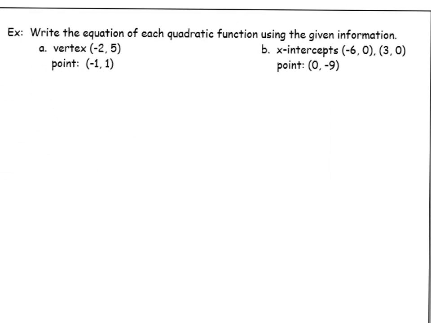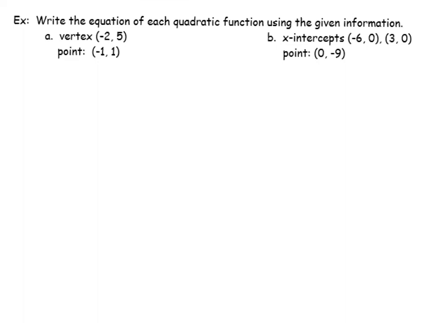For example, there is the vertex and one additional point that it goes through. Now this first part you would not need to write out every time. This is just so you have it in your notes. y equals a times (x minus h) squared plus k. That's the vertex form of a quadratic.